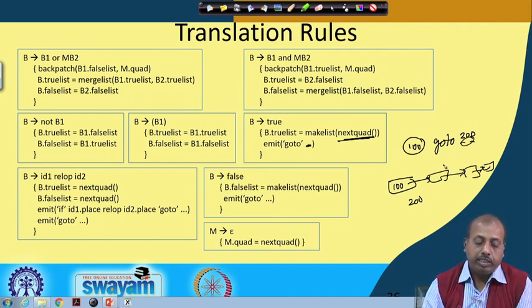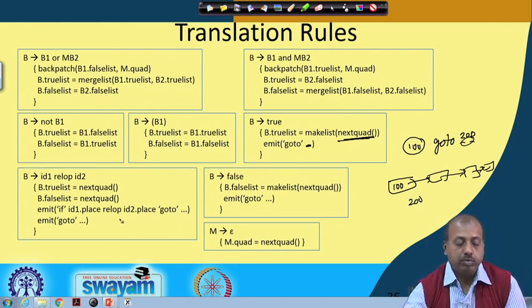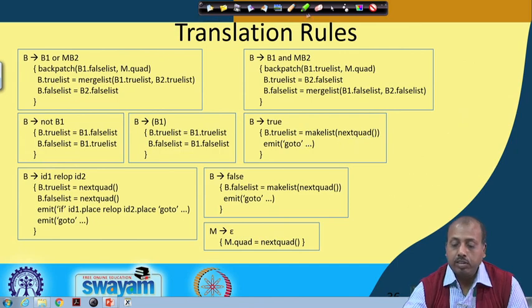Then ID1 relop ID2. Here also we have the situation where B dot true list equals next quad, B dot false list equals next quad. Then emit if ID1 dot place relational operation ID2 dot place goto, and again this part is not known. So, this will be filled up later when B dot true list becomes available. So, they will be backpatched with that. This way we can have these Boolean grammar rules and the corresponding actions.